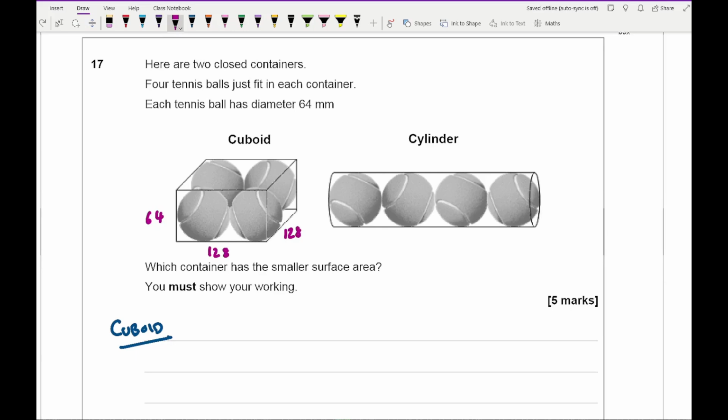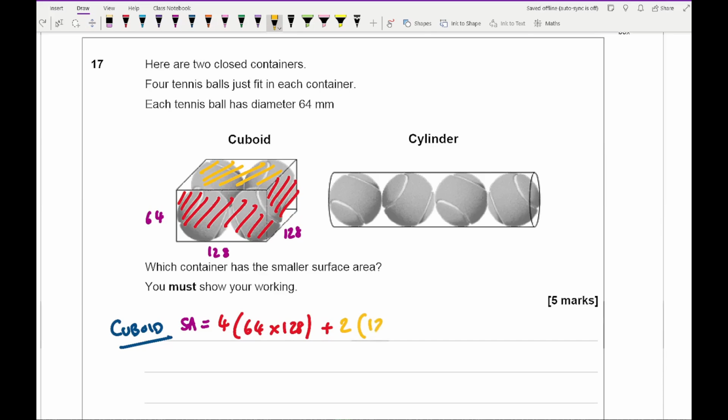So here, the surface area is going to be 4 lots of this face here. So that's going to be 4 lots of 64 times 128 plus 2 lots of this top face, which is 128 times 128. So if I type that all into my calculator, I get a cuboid surface area of 65536, and that's millimeter squared.